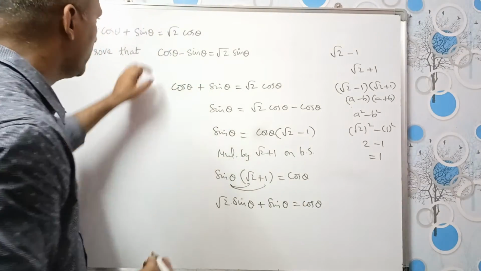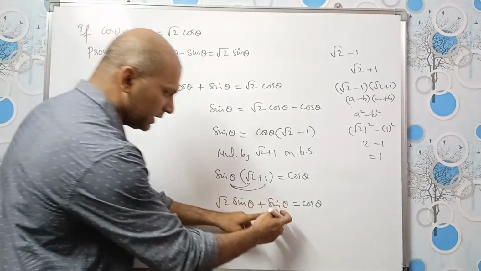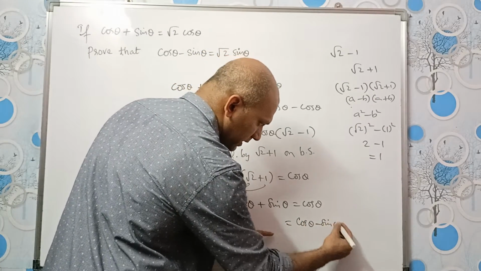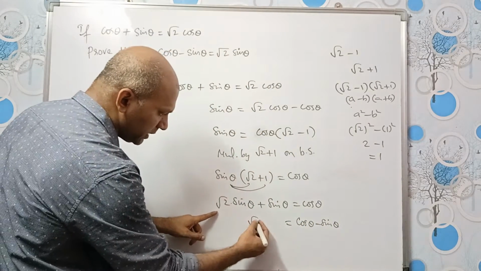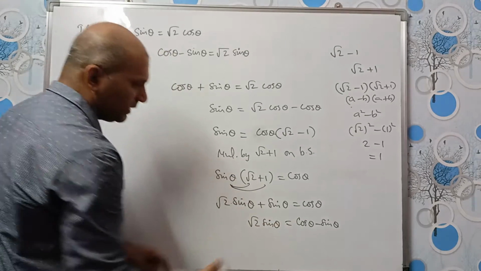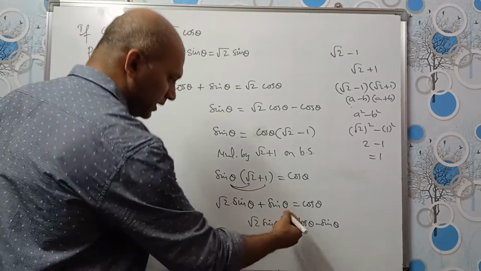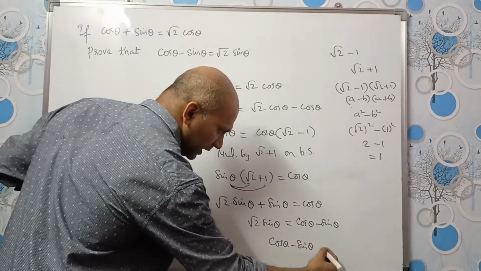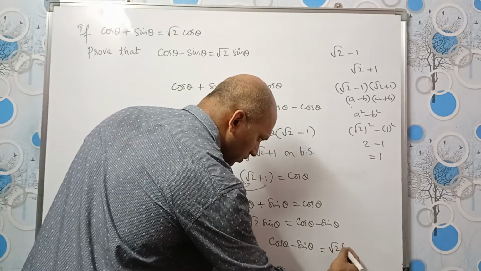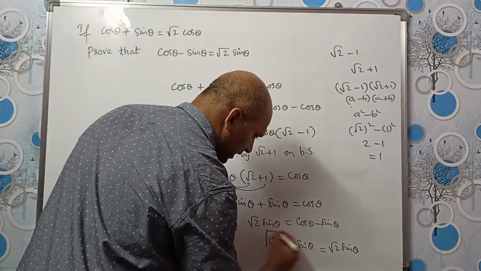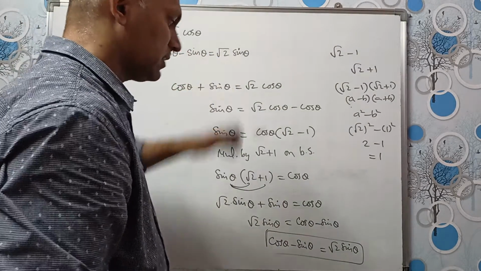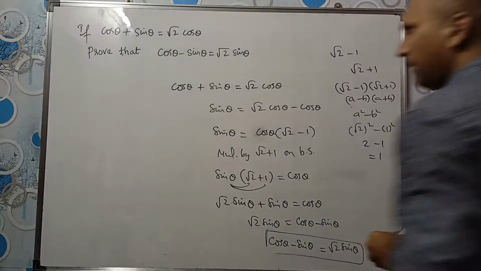See, what do we need to find? Cos minus sine. So let us send sine on the other side. So cos minus sine is equal to how much? It is root 2 sine theta. We needed to prove that only, right? So let us write it properly. Cos minus sine is equal to root 2 sine theta.